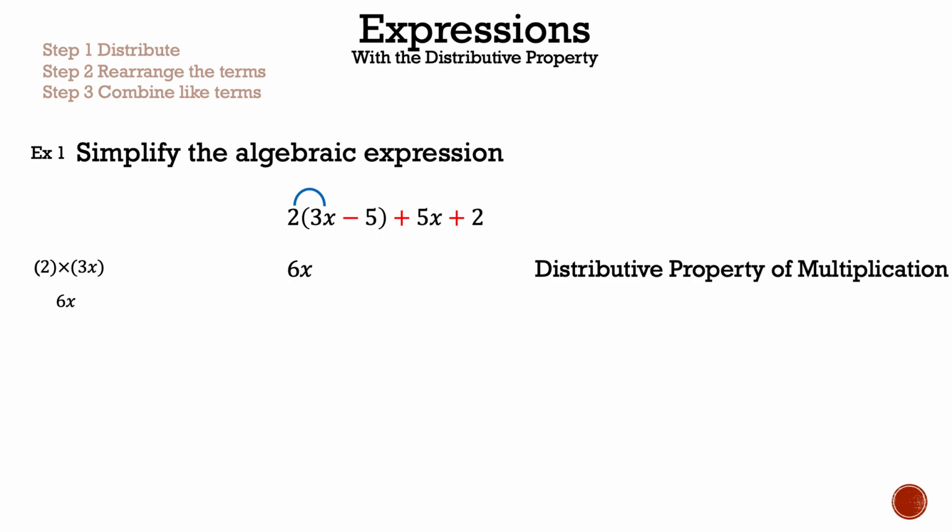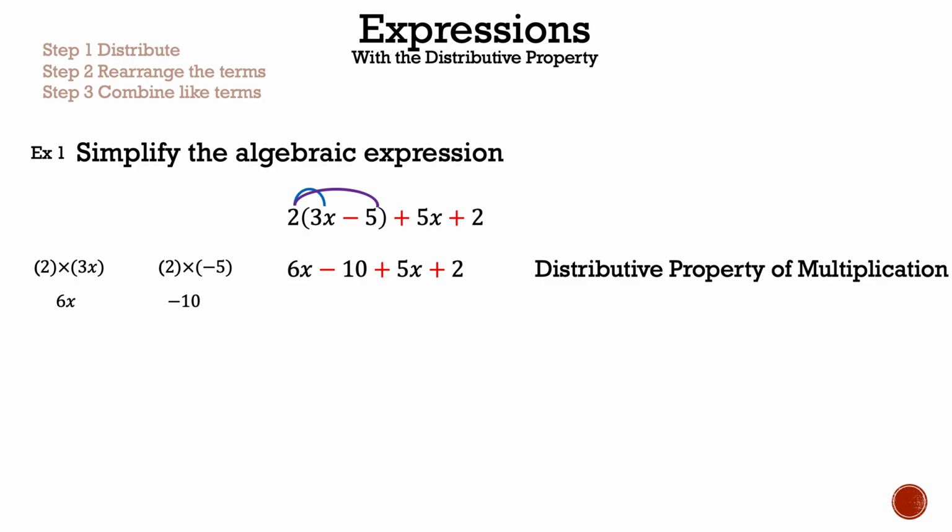Let's get started with that 2, or that positive 2, and distribute that to the first term, which is 3x. When we distribute, we multiply. So we have 2 times 3x, which gives us 6x. Now let's go on to the next term where we have minus 5. So we have 2 times negative 5, and that gives us negative 10, or minus 10. Now let's bring down the rest of the terms. So we have 5x, or plus 5x plus 2.